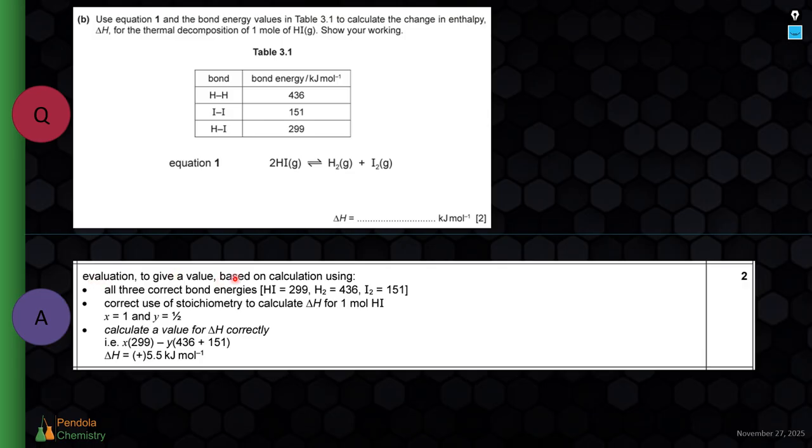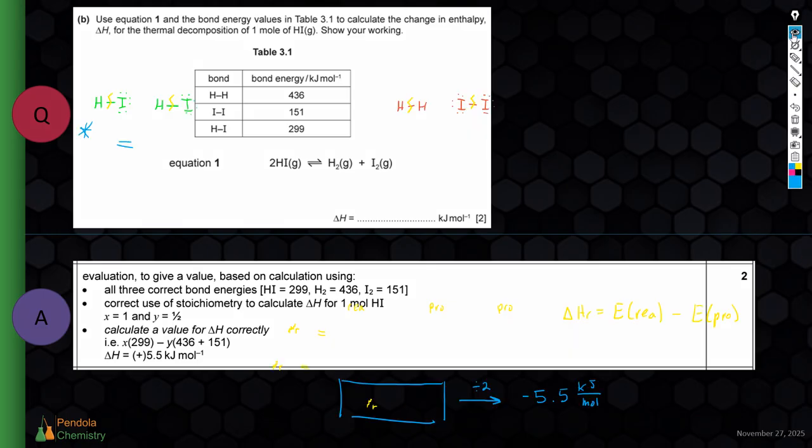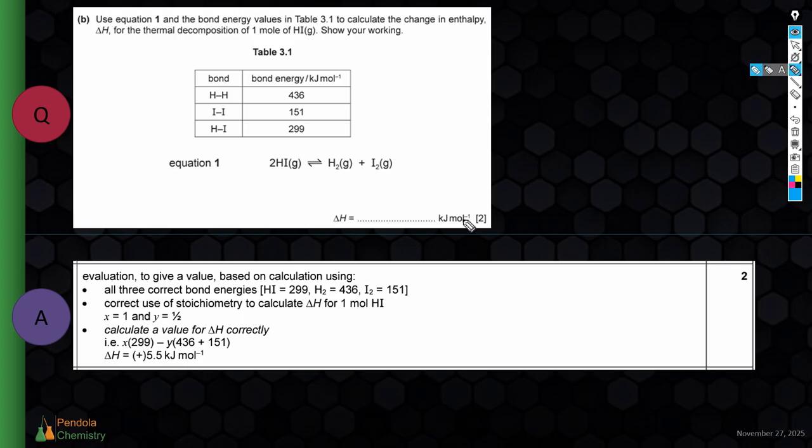So evaluation to give a value based on calculations using all 3 correct bond energies, correct use of stoichiometry to calculate delta H for 1 mole of HI, meaning that you can do it as changing the coefficients, or you could do it at the end, and then calculate a value for delta H correctly, meaning using the values correctly. So there are 2 points here, and then this is what we would normally look at as a dot tick, which for Cambridge means how it is graded, right? Because you notice there are 3 things here, but there are 2 points.